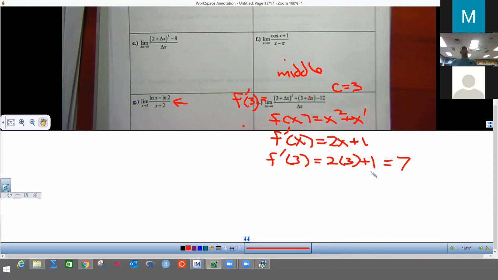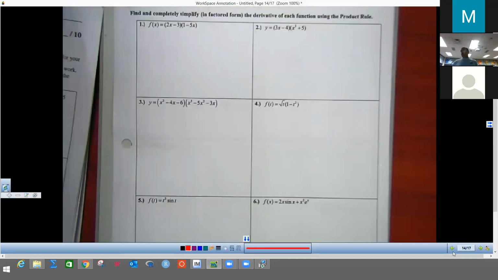Now, I did a video on this yesterday, but I think these are really important to see what they are, because these make these limit problems really easy once you learn your derivative rules. Okay, going on to the next page.